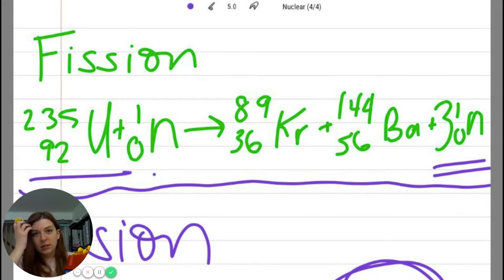So that is nuclear fission. They'll use uranium or some other really hefty element.